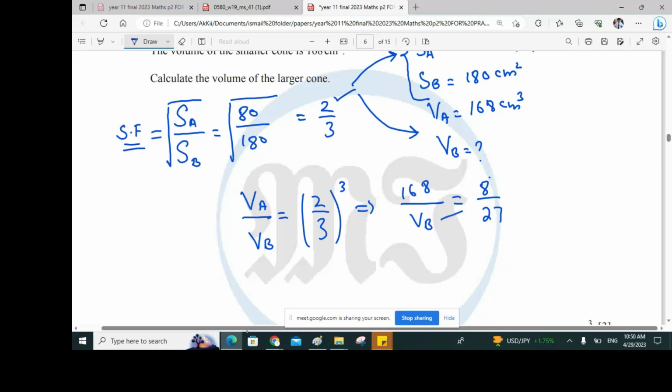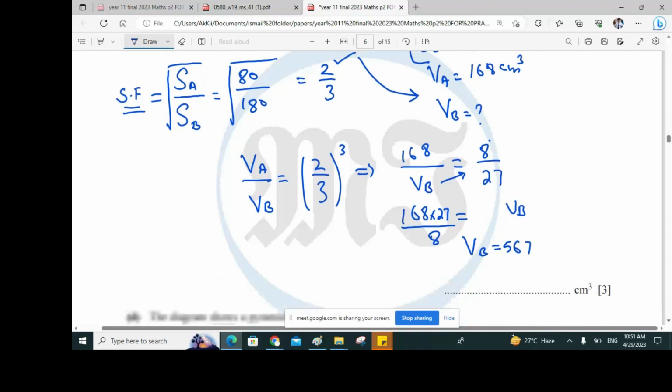Okay, if I have to find the VB, what will I do? It will go on the other side. It will become 8 multiplied by VB is equal to 168 multiplied by 27. If I have to find the value of VB, I am simply saving my time by dividing it by 8. So I have divided by 8 to find the value of VB. I'm solving it. 168 multiplied by 27 divided by 8, right? So it's 567. Volume of B is 567, right? Till here things are going okay.